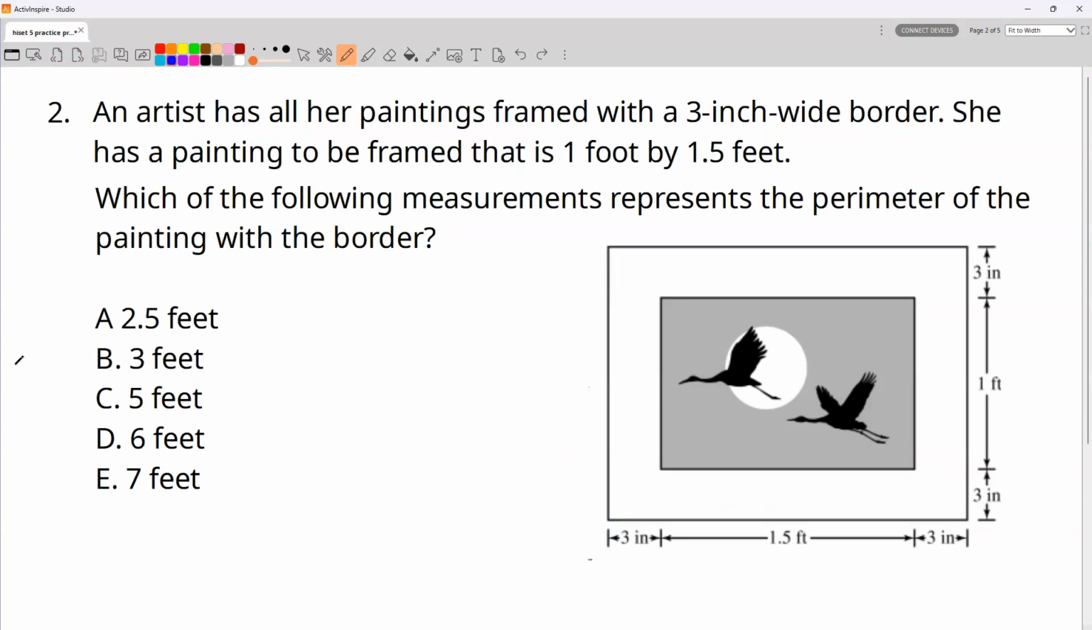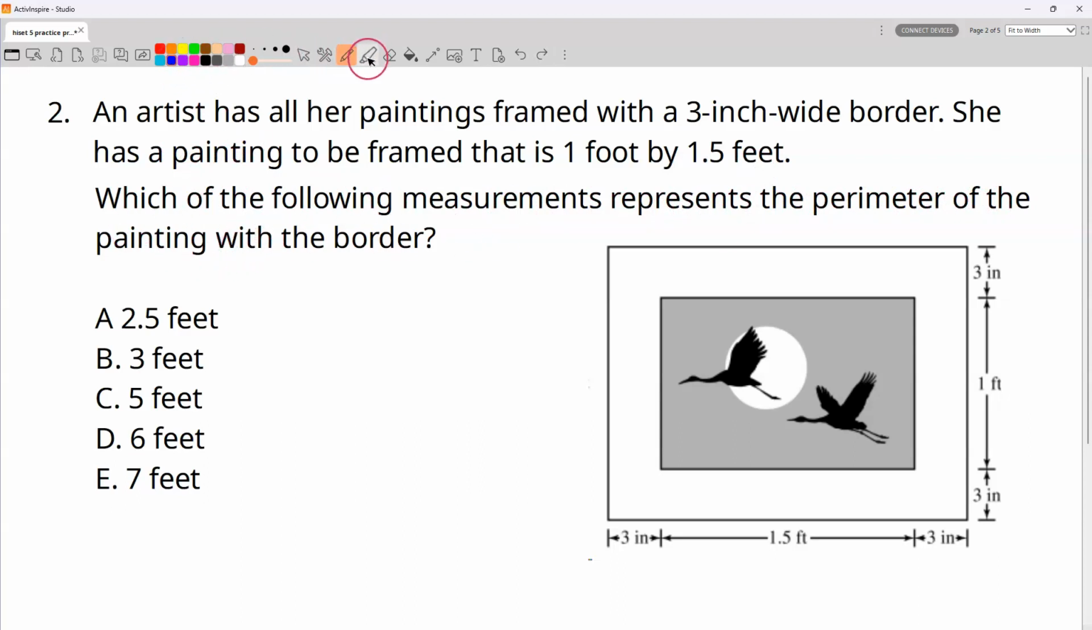Question 2, it says an artist has all her paintings framed with a 3-inch wide border. She has a painting to be framed that is 1 foot by 1.5 feet. Which of the following measurements represents the perimeter of the painting with the border?